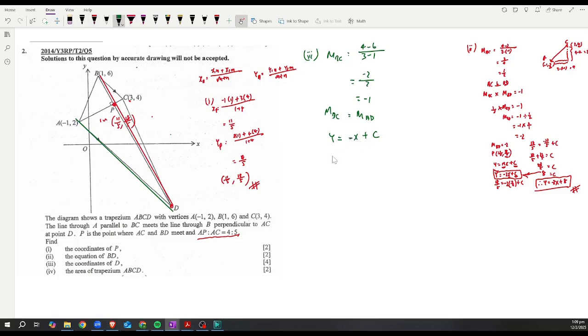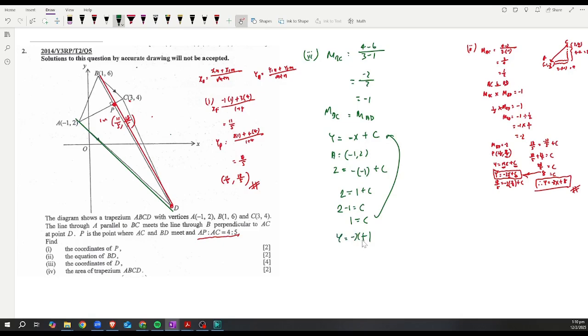Okay, then now we know that the coordinates of A are (-1, 2), right? So we sub that in, same as what we did in part 2. Since we have the value of x, the equation should give us the value of y, which is 2. So we have 2 equals 1 plus c. Minus 1 on both sides, we'll get the value of c. And then we just substitute that back in here. Alright, so we have y equals negative x plus 1.